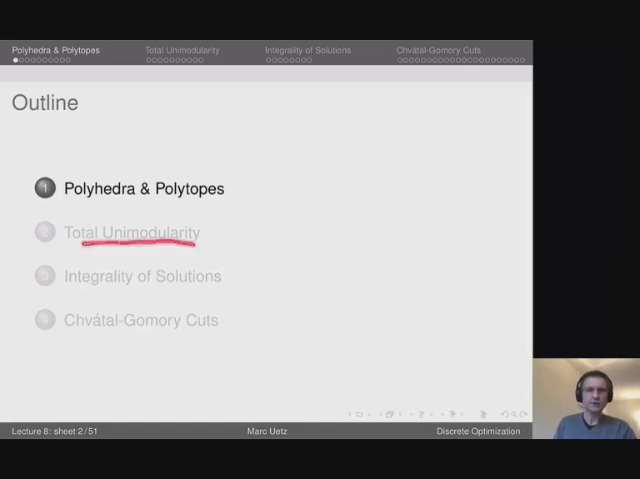Later on, we will define total unimodularity as a concept or a condition under which linear programs always have integer optimal solutions. So we talk about integrality of solutions to linear programs. And then at the end, we move towards so-called Chvátal-Gomory cuts, which is actually a description of any integer program by means of linear inequalities.